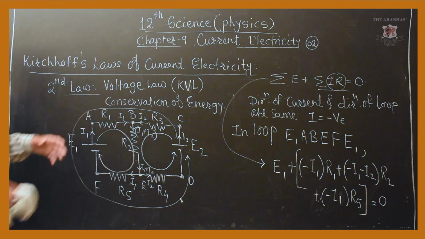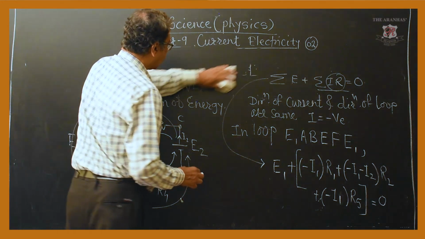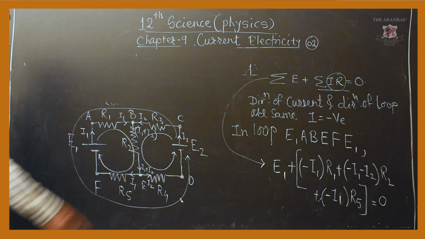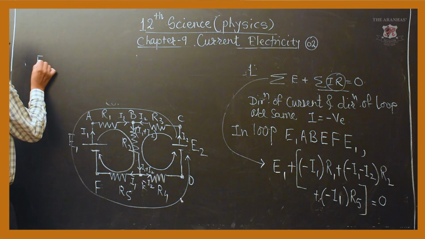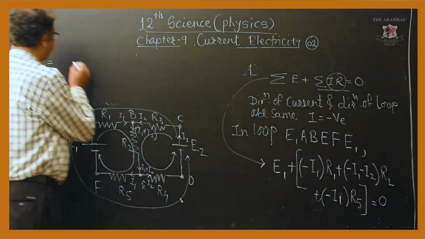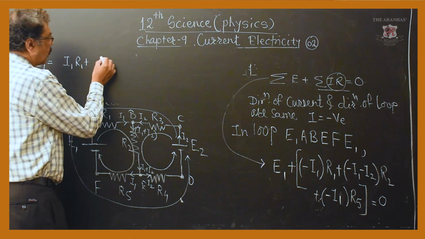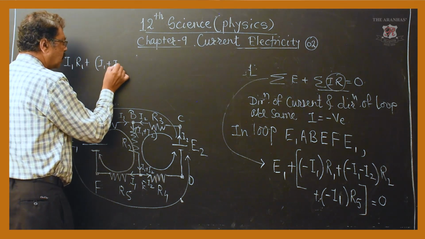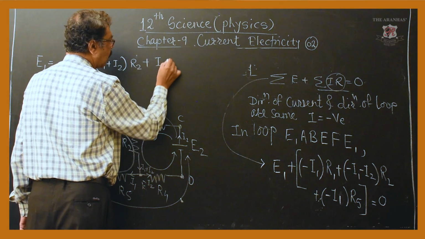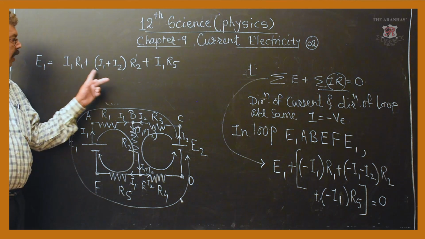Now, how can this equation be modified? Just check. Put all the negative terms on the right hand side so that they become positive. So I will keep E1 on the left hand side. E1 equals I1 R1 plus (I1 plus I2) into R2 plus I1 R5. I have got one equation in I1 and I2.